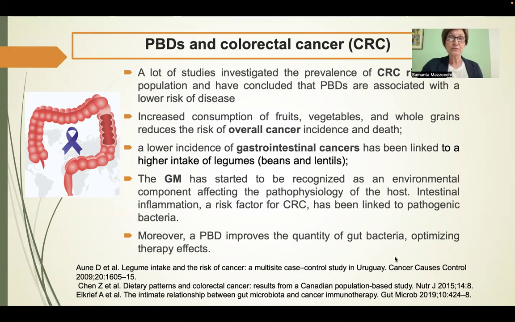Increased consumption of fruit, vegetables, and whole grains reduces the risk of overall cancer incidence and death. A lower incidence of gastrointestinal cancers has been linked to a higher intake of legumes, such as beans and lentils. The gut microbiota has started to be recognized as an environmental component affecting the pathophysiology of the host. Intestinal inflammation, a risk factor for colorectal cancer, has been linked to pathogenic bacteria. Moreover, a plant-based diet improves the quantity of gut bacteria, optimizing therapy effects.